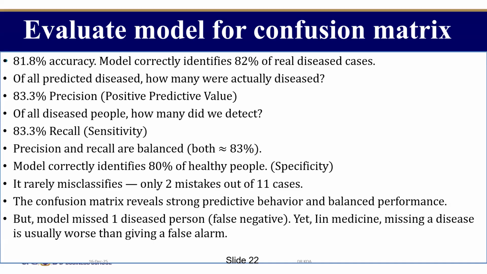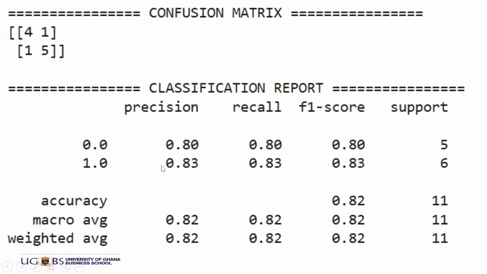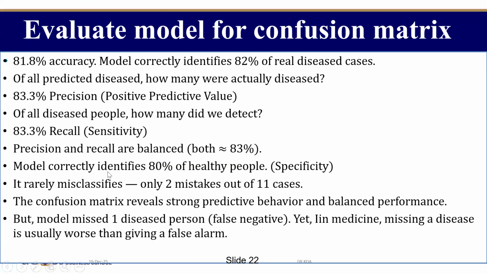If you look at the specificity, that was 80%. Okay, you can see that here. That's this, which is the same as the F score. That is 80%. Okay. And then when you look at the mistakes it made, out of the 11, it misclassifies 2. Okay, we saw that there were 1, 1 across the corners. So out of the 11, it misclassifies 2, but then it classified correctly 9 of them. So the confusion matrix reveals strong predictive behavior and balanced performance in this very example.